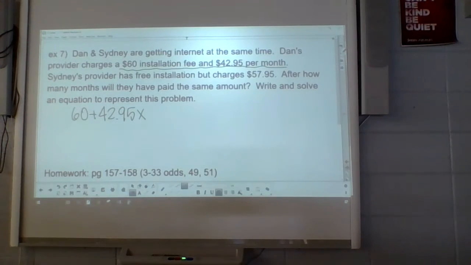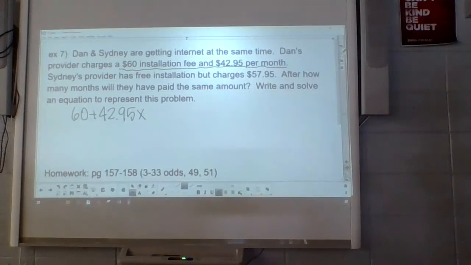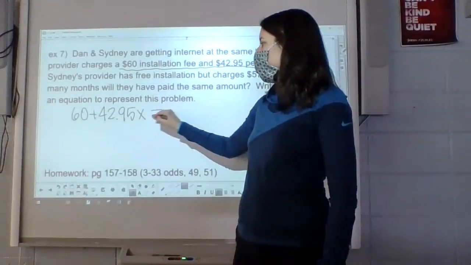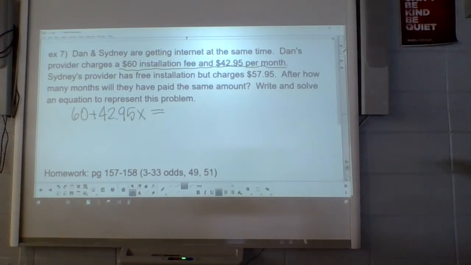So you can use X or M, whatever makes sense. But the $60 is that one time when they show up to put it in. So they don't charge that $60 every month. Once you have the internet, it's there. We want to know when that's going to equal Sydney's amount. Sydney has no fee, but charges $57.95 per month. So what is that going to look like?